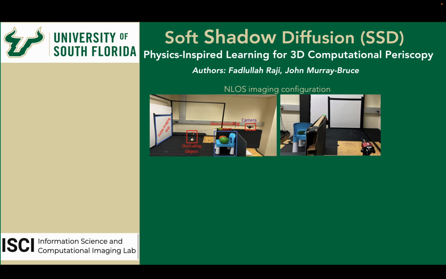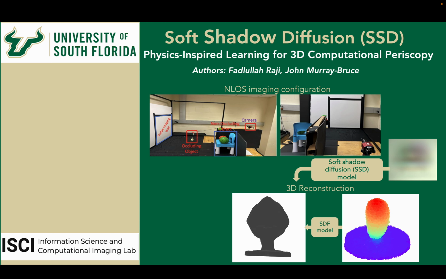In this work, we introduce soft shadow diffusion, a physics-inspired learning approach for 3D computational periscopy. Given a non-line-of-sight scenario where the only visible surface to the camera is the white wall, we capture the wall with the camera. We then use a novel soft shadow diffusion model to reconstruct the point cloud of the occluding component in the hidden area.